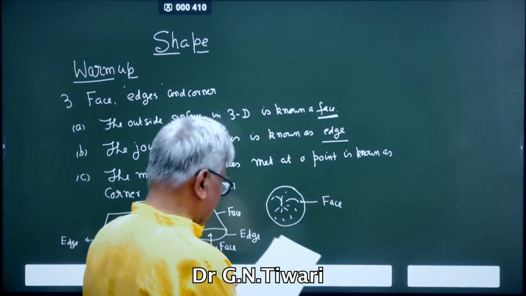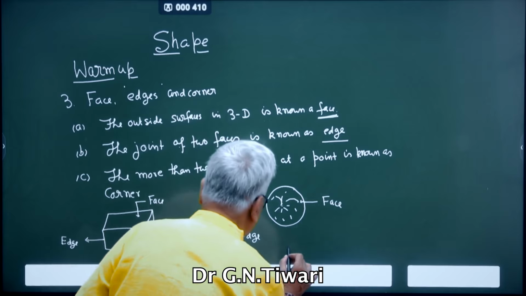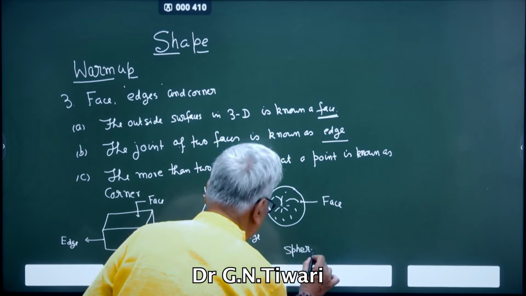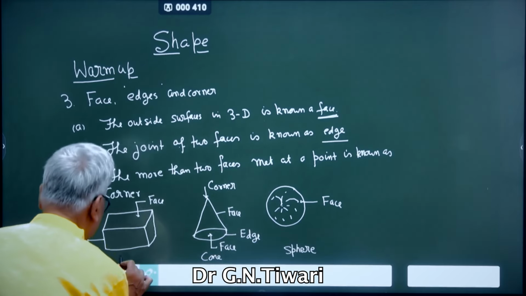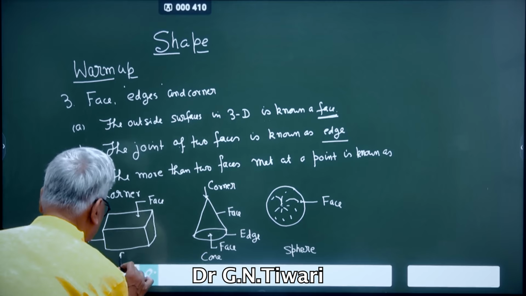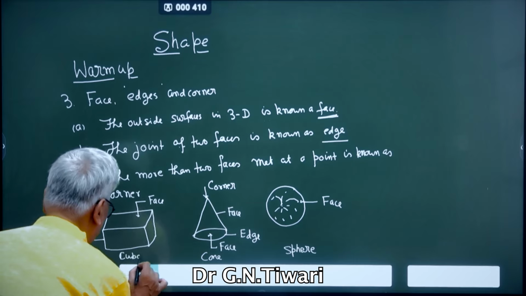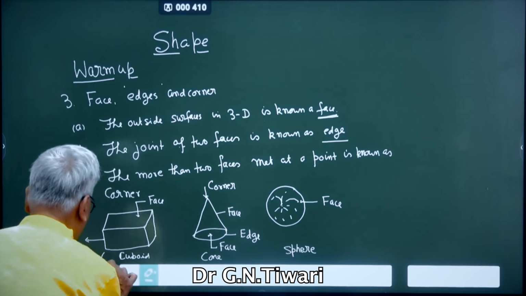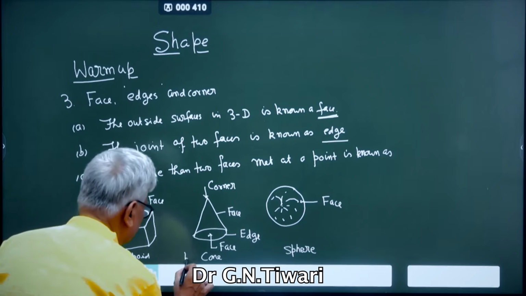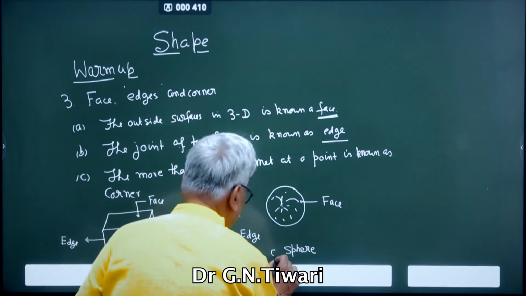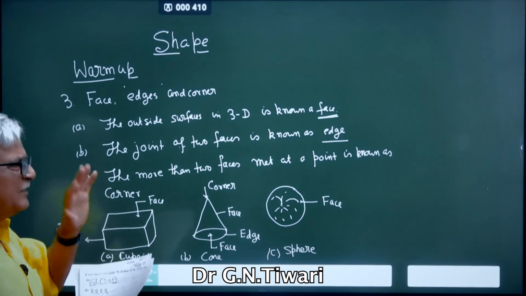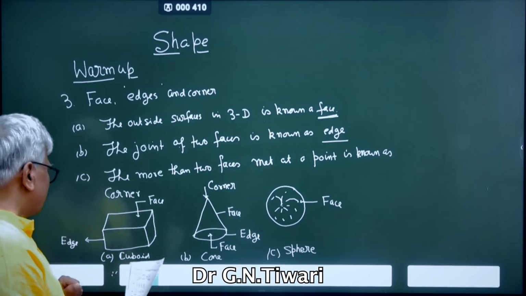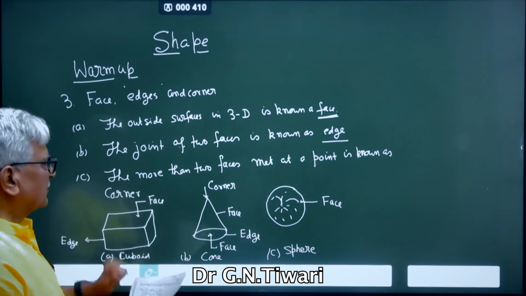So the sphere, I am just putting on the sphere, S-P-H-E-R-E, sphere, and your cone and rectangle, cuboid, C-U-B-O-I-D. Here you can say A, here you can say B, here you can say C. So in class 2, the students should only know the meaning of face, edge, corner, that's all.